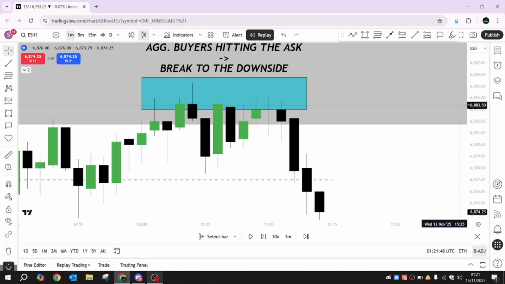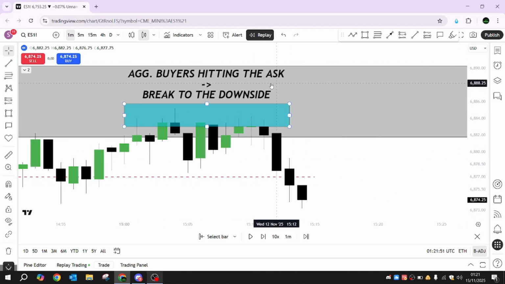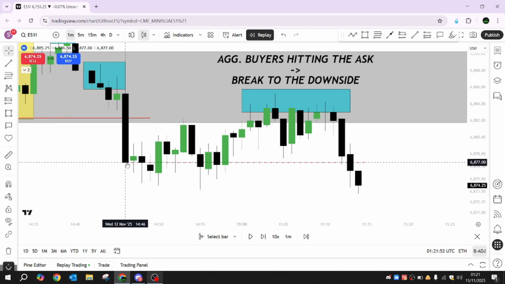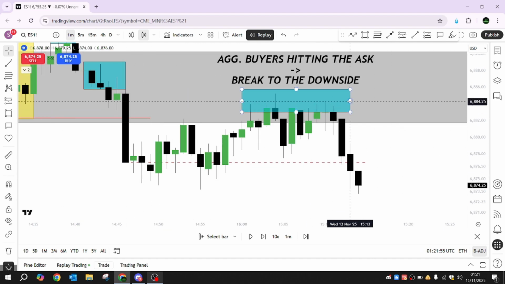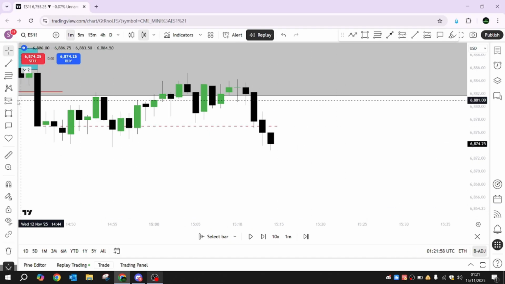And this is what we're looking for. We want to see aggressive buyers hitting the ask. When we see price breaking below our initial break, this is what confirms the entry. And so that's how I traded on Wednesday.